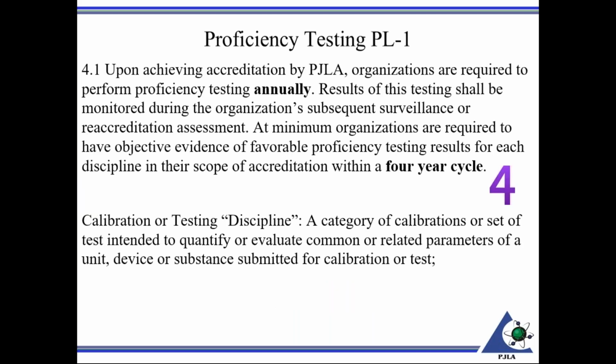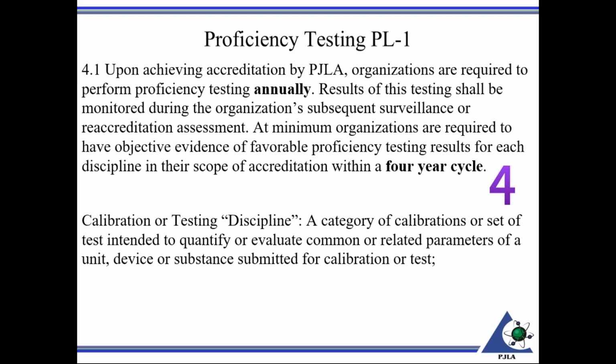And as you folks that are accredited with us know, it's not a one-time thing. Upon achieving accreditation by PJLA, organizations are required to perform proficiency testing annually. Results of this testing shall be monitored during the organization's subsequent surveillance or reaccreditation assessments. At a minimum, organizations are required to have objective evidence of favorable proficiency testing results for each discipline in their scope of accreditation within a 4-year cycle.